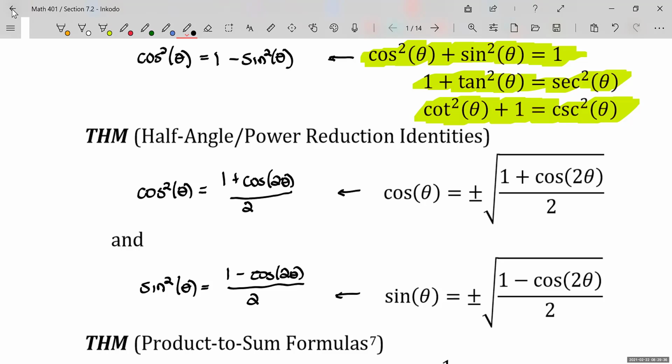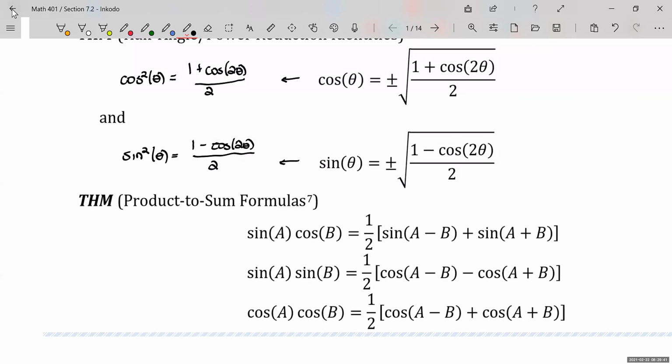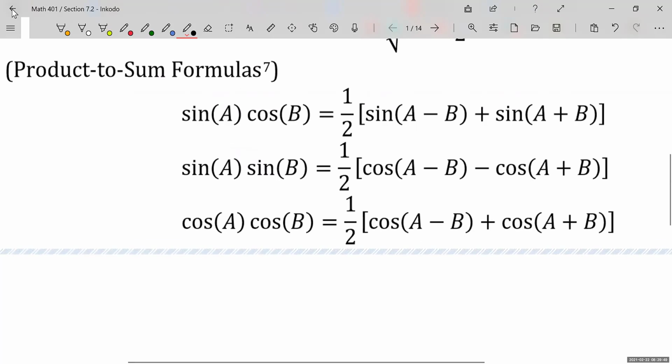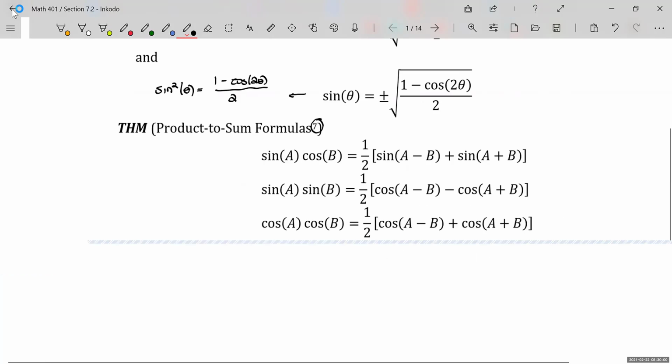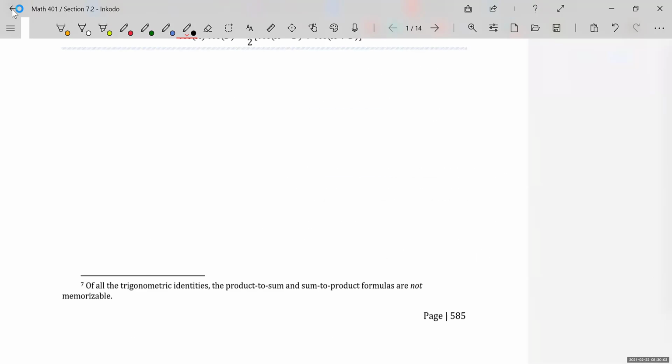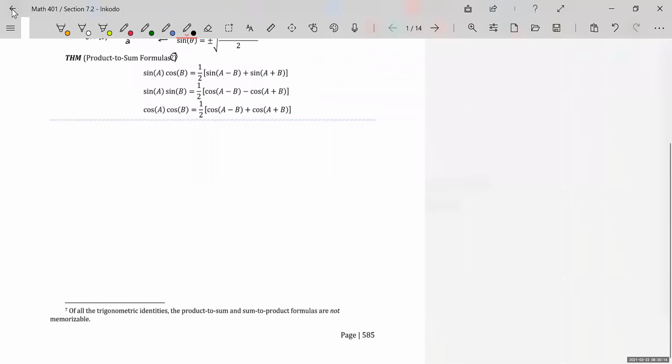Okay. And then at the bottom here, I have the sum to product formulas. And I tell my trig and my pre-cal students, never memorize these things. Just don't, because there's a whole bunch of them. There's actually 4 of them. I just don't write the 4th one down, but there are 4 of these product to sum formulas, and then 4 more sum to product formulas. You notice I have a little superscript there, and that superscript is a footnote. And it says, of all of the trig identities, the product to sum and sum to product formulas are not memorizable. So don't put them in your brain pan. If you need them on an exam, I would give them to you.